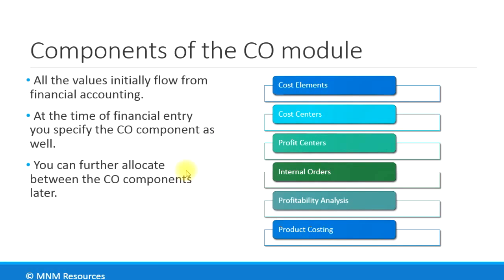So at the time of financial entry, because you specified the CO component as well, that is the CO objects over here, the values are flowing directly from financial accounting to management accounting. And then once the values are over here, you can allocate from here within cost centers or within internal orders. You can settle to cost centers. You can settle some information from this to the profitability analysis and so on. This all can be done later via allocation cycles. You call them assessment cycles or distribution cycles. It's a bit more technical at this point of time, but you will see later on how you allocate costs from one cost object to another in the CO module.